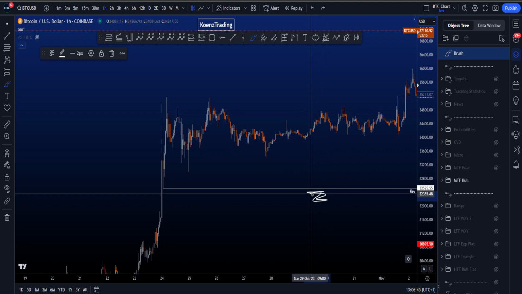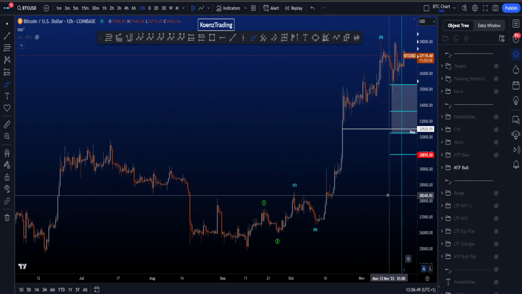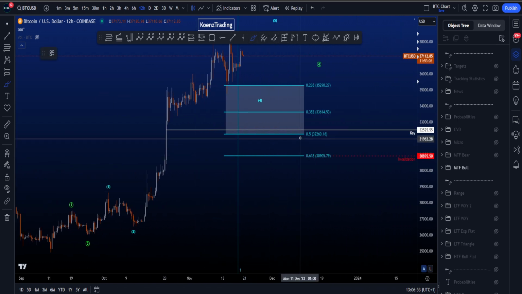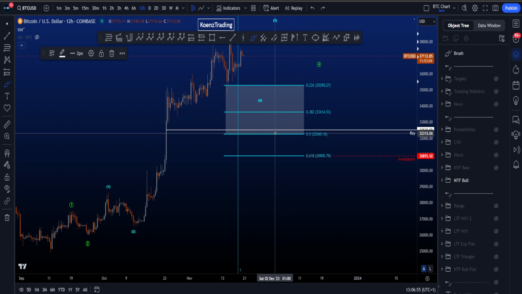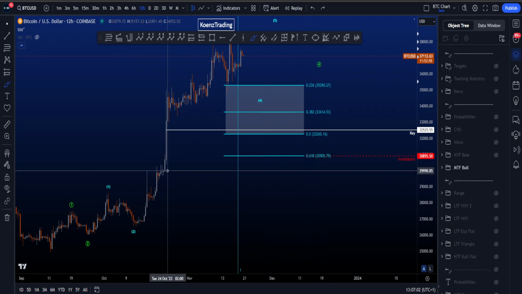The moment price is going to close candles inside the gap, it increases the probabilities for price to fill the gap and move to the downside. But as you can see, the 0.5 is still below the key level, so that's okay. We can move to the downside and then eventually up. But of course, we don't want to hit the 0.618.